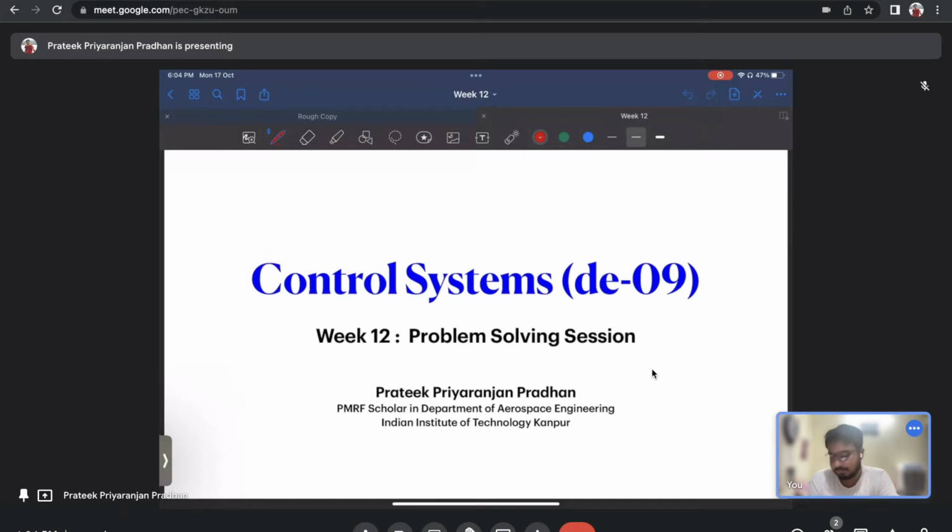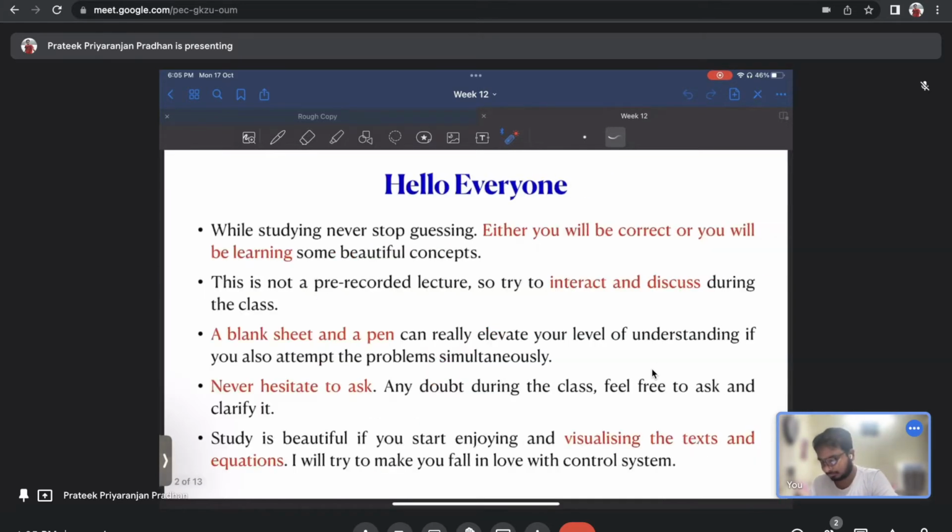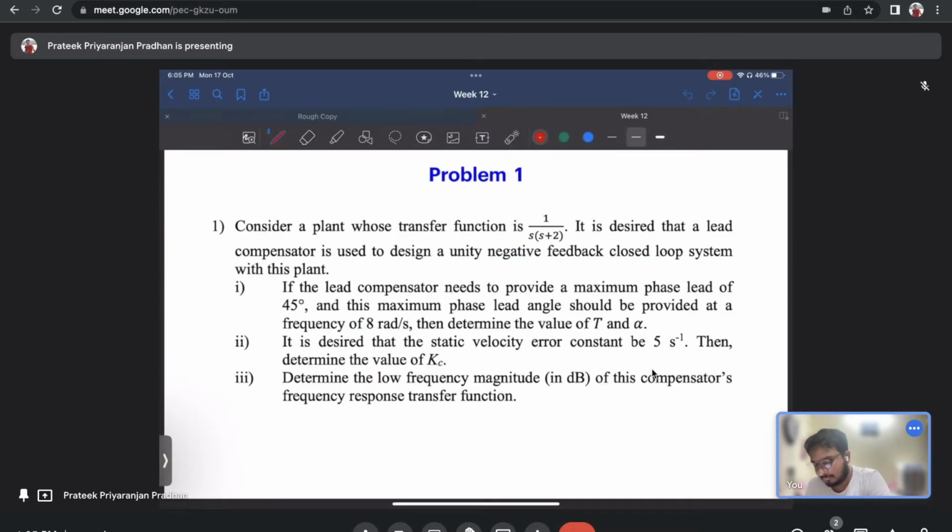Today is the 12th week and the final week of the control system live lectures. I hope you have gone through the lectures of week 12 by Professor Sankaram. Without further delay, let's start today's lecture. In this week, mostly compensators had been discussed in the class: lead compensator, lag compensator, and lead lag compensators.